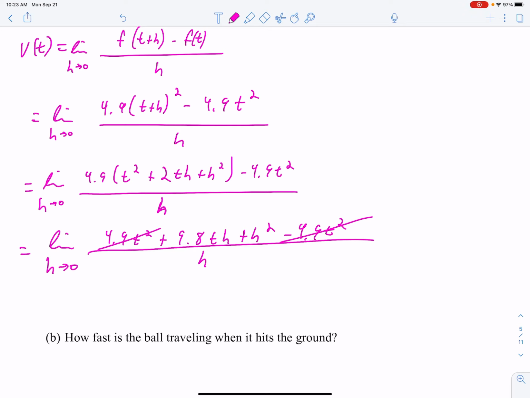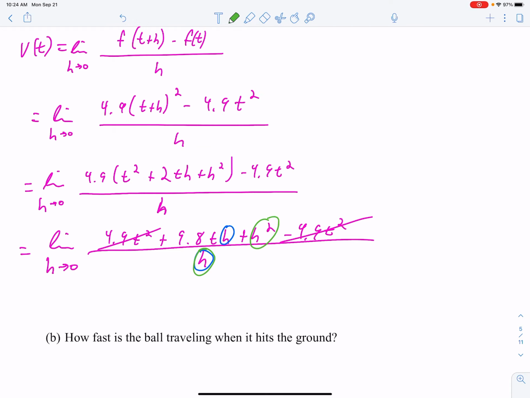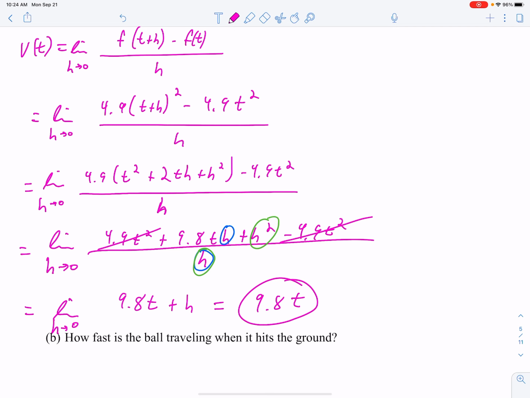Then we're going to simplify. We have h over h here, and h squared over h here. So we're simplifying: limit as h approaches 0 of 9.8t plus 4.9h. We ask ourselves, is this a polynomial or is it rational? This is a polynomial. Is 0 in the domain? Yes, it is, because all real numbers are in the domain of any polynomial. So we plug in and get 9.8t.